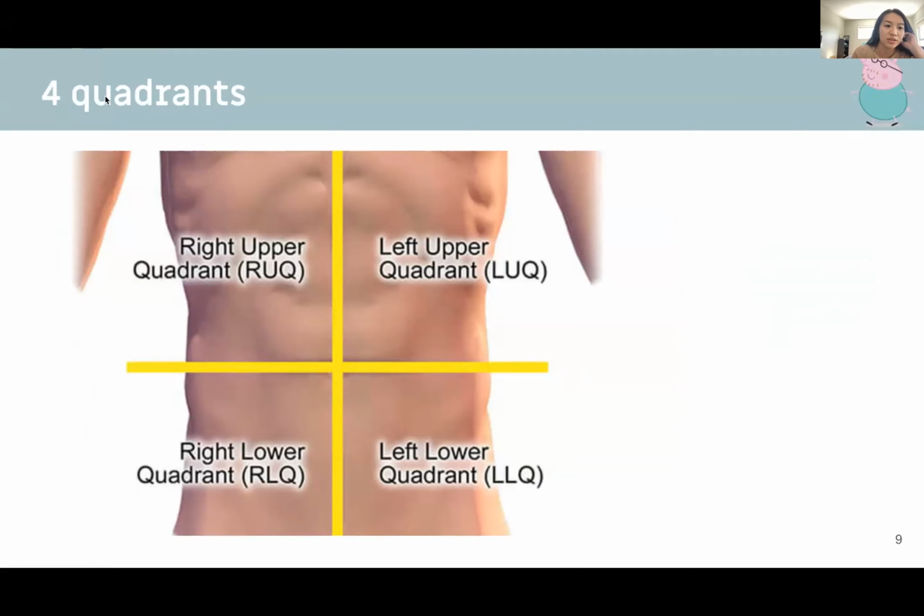There are also the 4 quadrants. If you're lazy and you don't want to use the 9 regions, you can resort to the 4 quadrants. They're a bit more vague, but you need to know both of these slides.